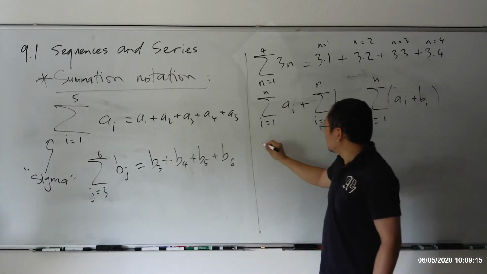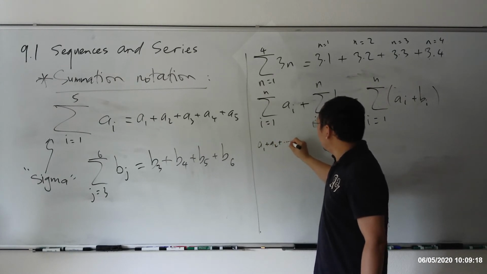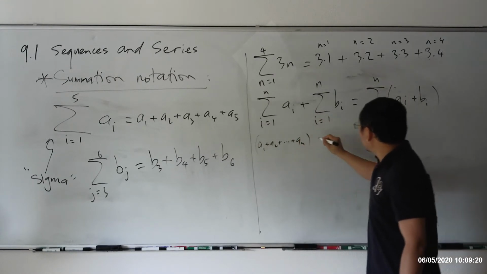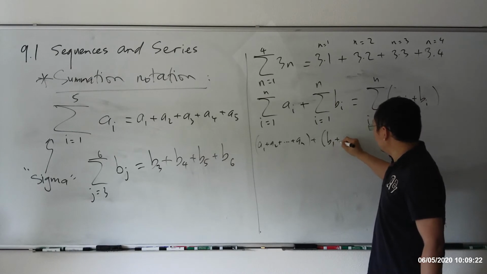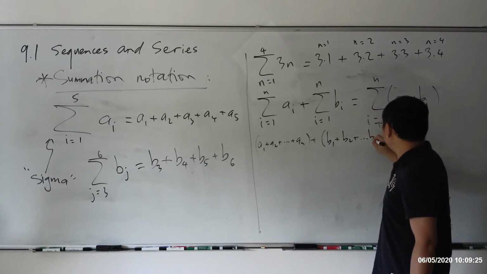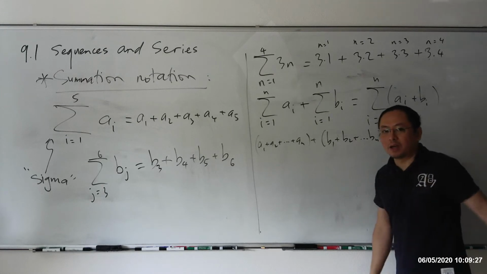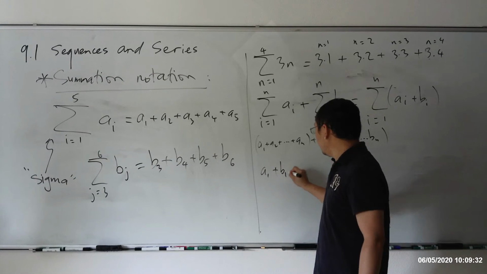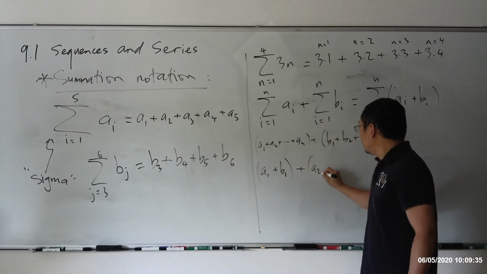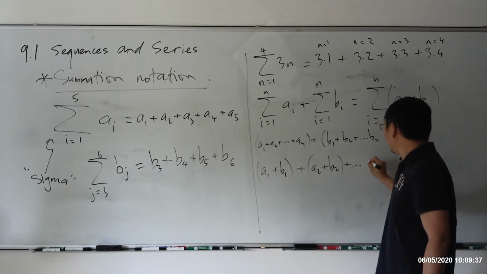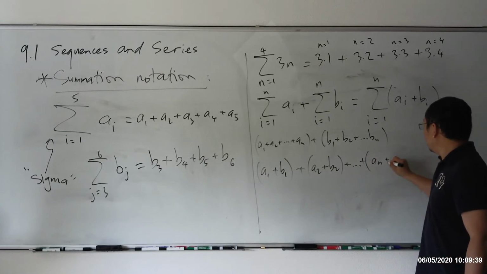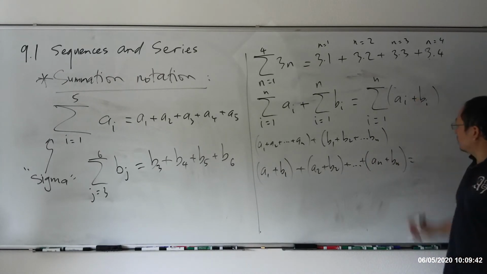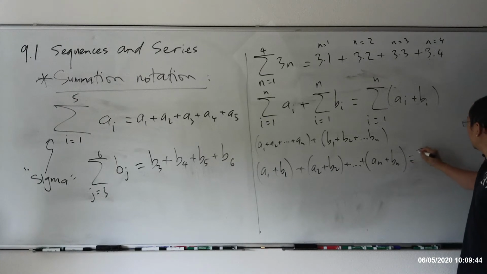Then the first one is A1 plus A2 plus and so on all the way to An. And then the second one is B1 plus B2 plus and so on all the way to Bn. Since the two sums are finite, you can reorder those terms. So A1 plus B1 plus A2 plus B2 plus and so on all the way to An plus Bn. And this is what you got, i equal to 1 to n.